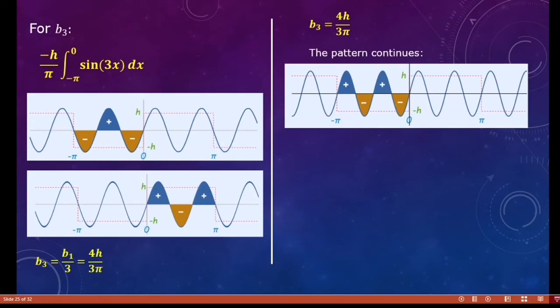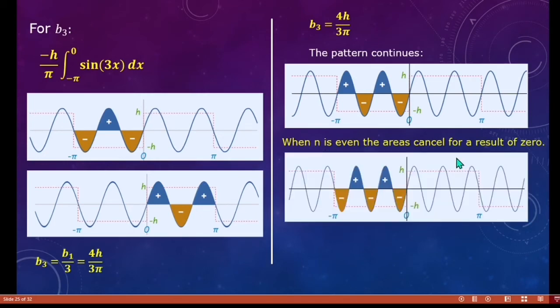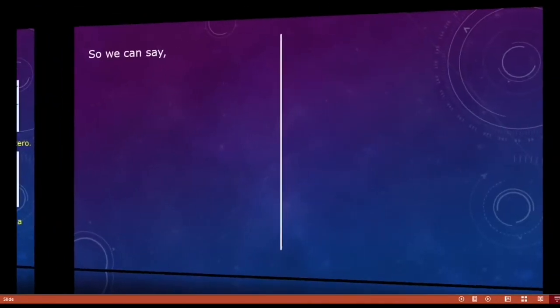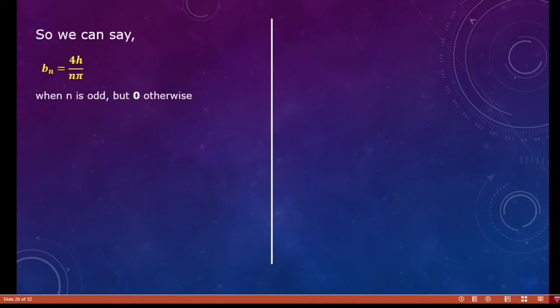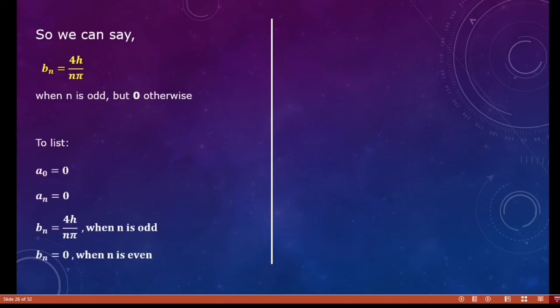So the pattern continues. So ito, sine 4x na, di ba? So 0 na siya. Then we can conclude na kapag ang n is even, then the areas cancel for a result of 0. Pero kapag odd naman, may iwan talagang isa. So it will result of 1 over n. So we can say b sub n equals 4h over n pi when n is odd but 0 otherwise.